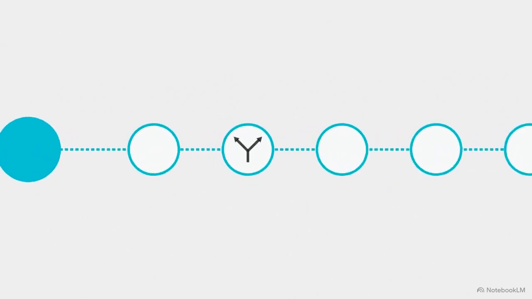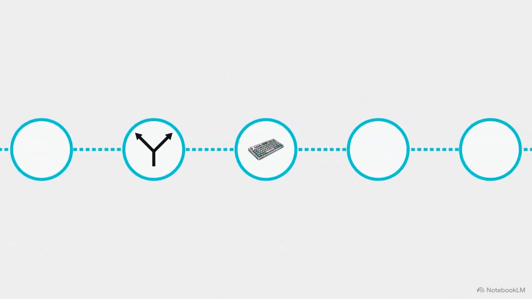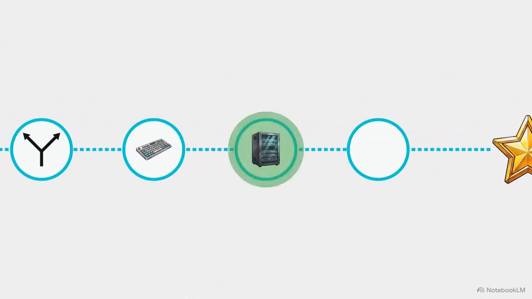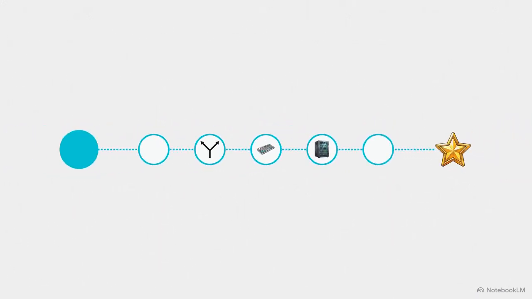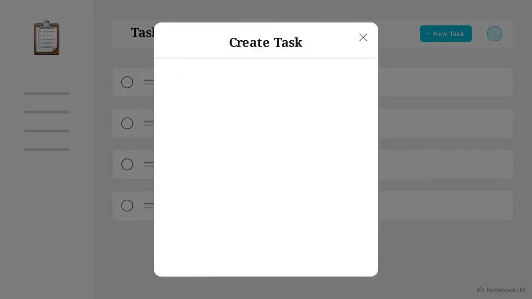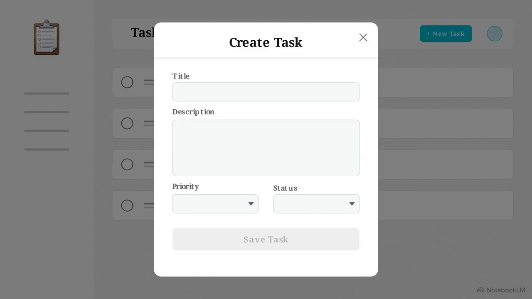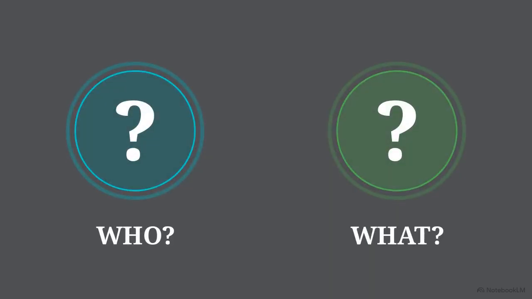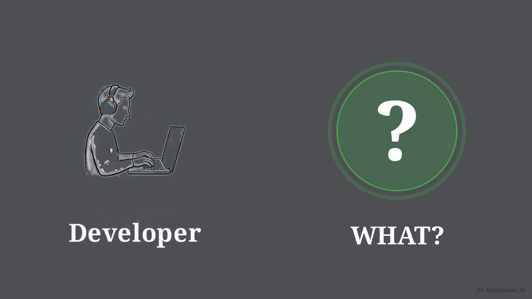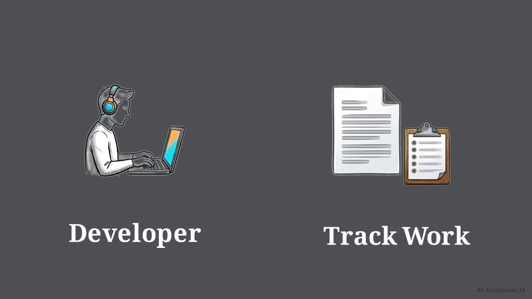A user flow maps the exact step-by-step sequence a person navigates to move from an initial intention to a successful outcome. It tracks every decision, every piece of data entered, and every corresponding response from the system. Let's break this down using a standard process, creating a task in a project manager. Before charting the steps, you have to establish exactly who is taking the action and what they want to achieve. In this case, the user role is a developer, and their goal is to log work from an implementation plan so it can be tracked.